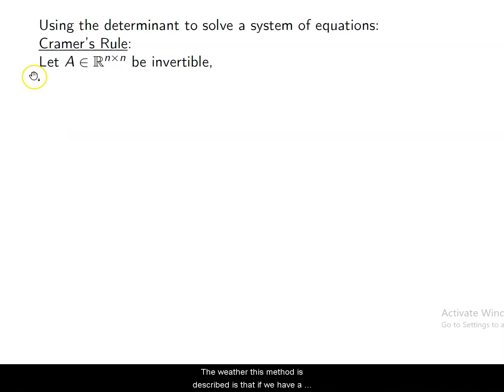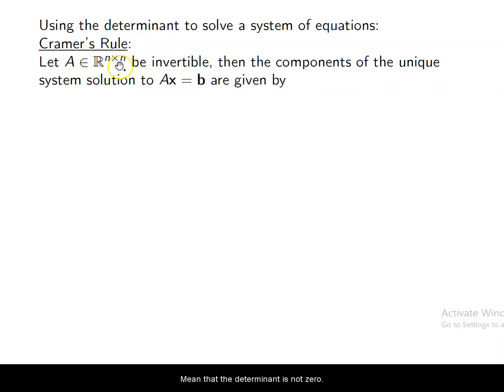The way that this method is described is that if we have a square matrix with real values that is invertible, so it's a non-singular matrix, meaning that the determinant is not zero, then the components of the solution to the unique system, Ax equals b, are given by x sub i. Each different x sub i, x1, x2, x3, etc., up to xn, is given to you by the determinant of A sub i divided by the determinant of A, right? So really, in order to solve your system, you're just finding a bunch of determinants.